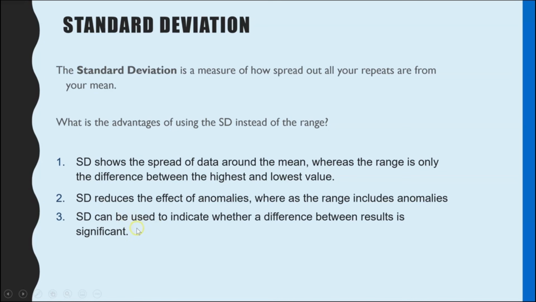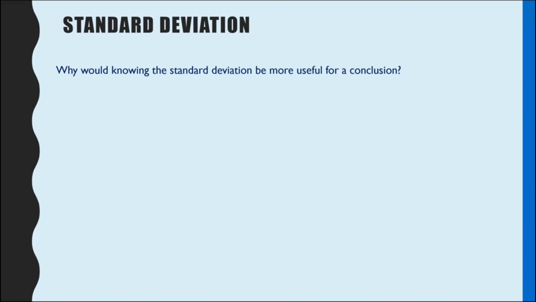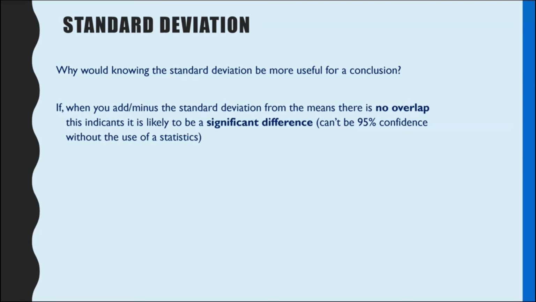And that's the key one we're going to focus on, because that is what comes up most of the time in the exams. So that concept there of significance or not is your answer to why knowing the standard deviation is really helpful for coming to a conclusion. That's because if, when you've either added or minus the standard deviation from your means, there is no overlap between the two groups or more than two groups that you're comparing, what that tells you is it's likely that the difference between them is significant.